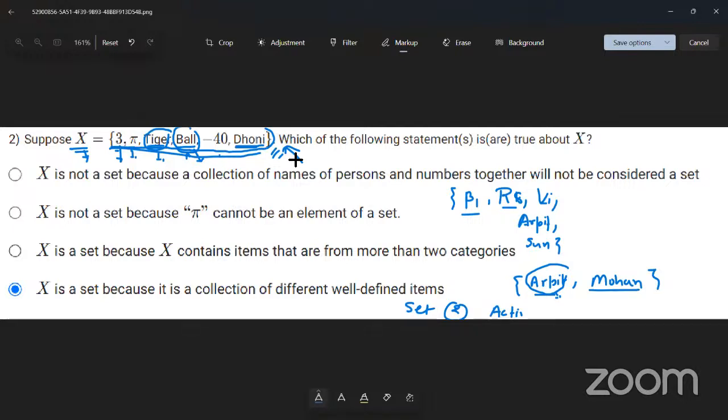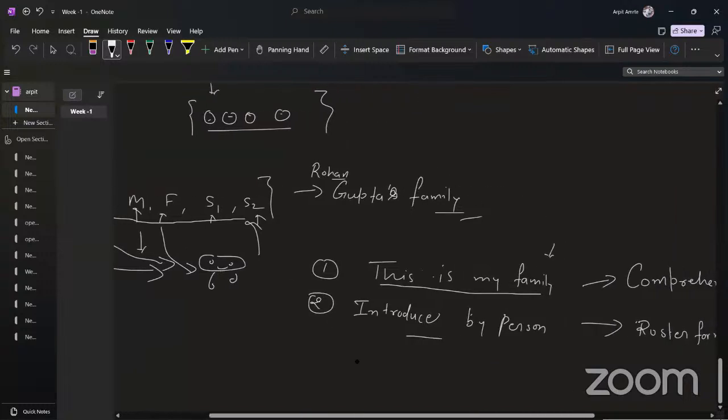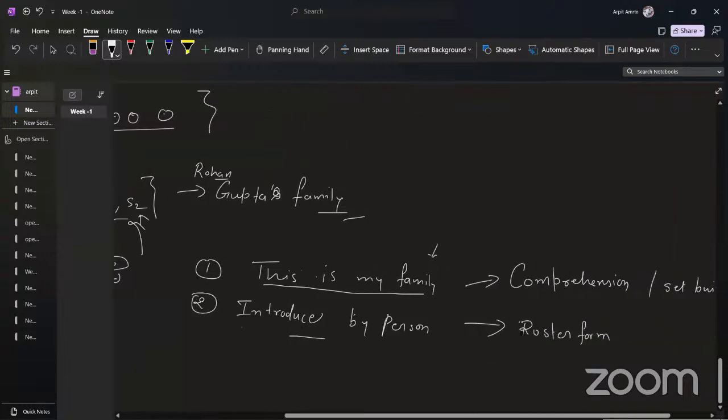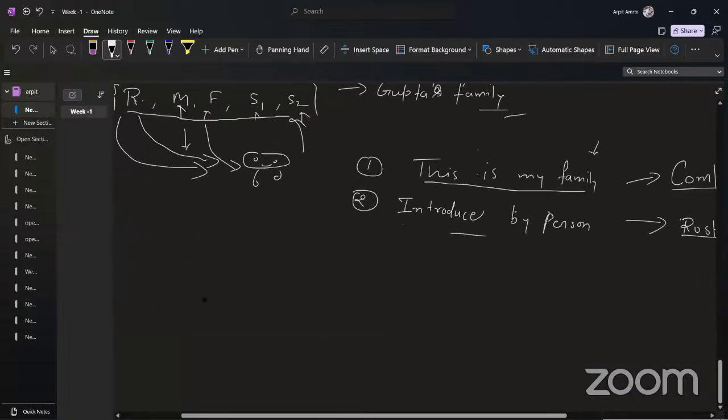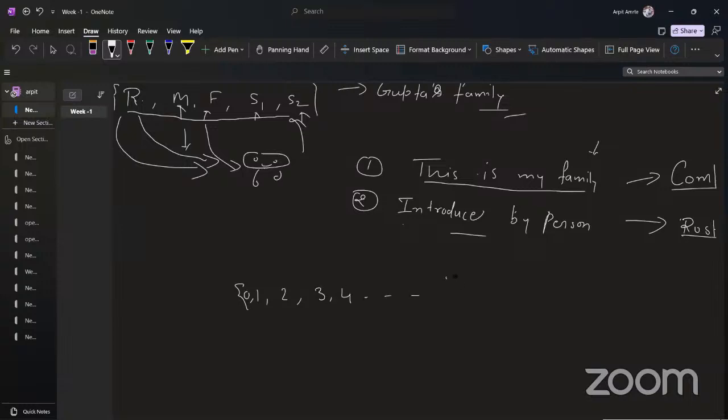Okay, if I am not aware of the rule that this is coming from, that is why we have these two forms, right? Sometimes I am able to define my set by the roster form, or sometimes by the comprehension form. For example, if I tell you this is the collection of natural numbers 0, 1, 2, 3, 4 and dot dot dot. What does dot dot dot mean? I cannot define my natural number set by writing each and every element, right?